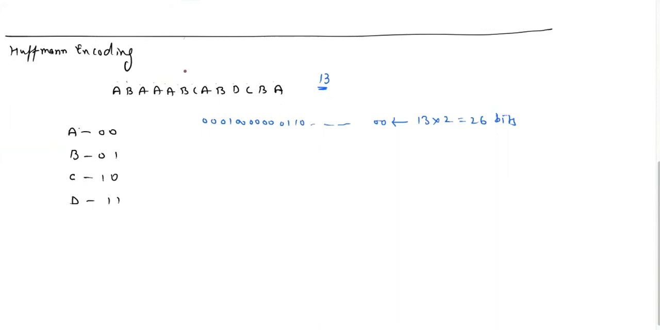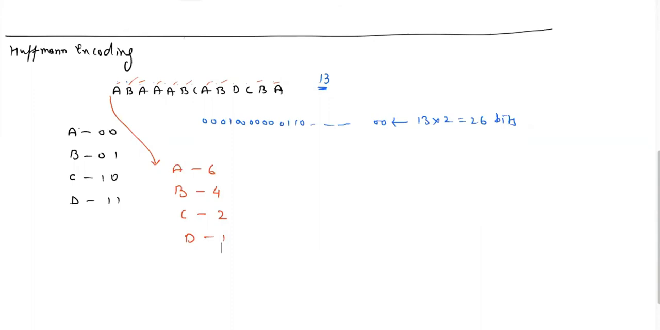First, what we do is that we find the frequency of each character. A is coming how many times? 1, 2, 3, 4, 5, 6. A is coming 6 times. B is coming how many times? 1, 2, 3, 4. B is coming 4 times. C is coming only 2 times, and D is coming only once. So this is the frequency of each character.